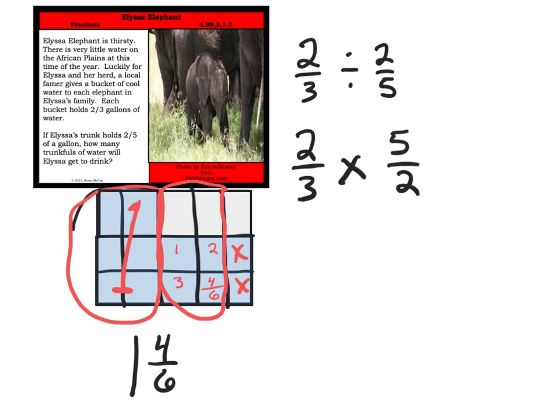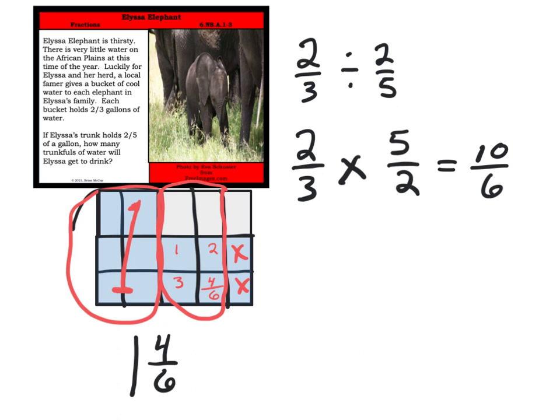2 times 5 is going to give me 10. So I'm going to drop a 10. And then right here, 3 times 2 is going to give me 6, right? And I got a 6 right there. And 10/6 is your answer. Now it's not simplified yet.